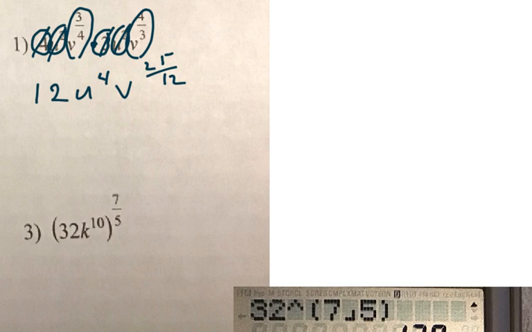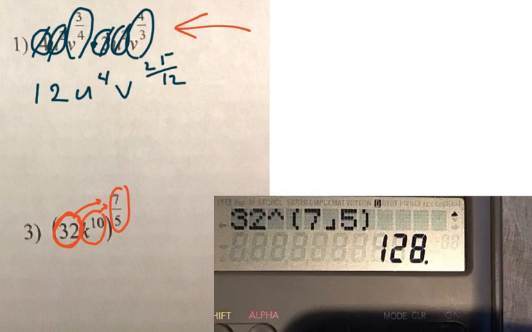Now look at number 3 here, guys. This time I have this 32 and k^10, but both of them are to the 7/5 power here. There is no multiply like we saw in problem number 1. So we have to remember that with this 32 right here, we're going to do a regular power on it. So let me bring this in now. I just want to remind you that whenever you do a power, make sure you use parentheses with those fractions. Okay, because if you don't, you will get wrong answers.